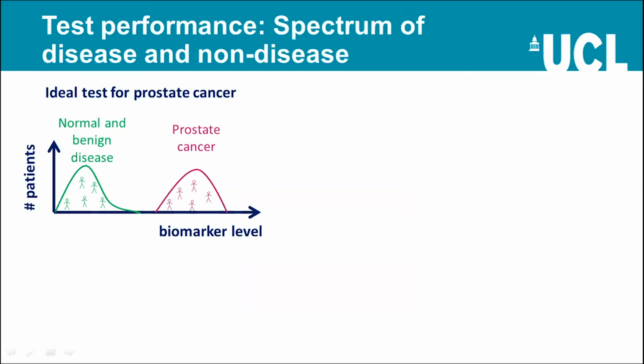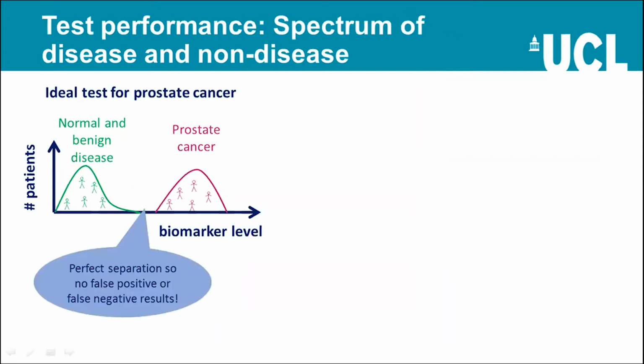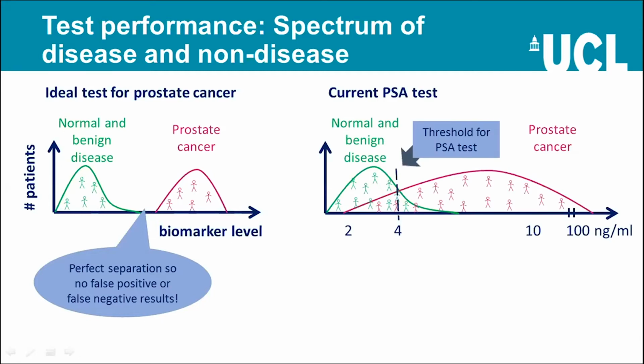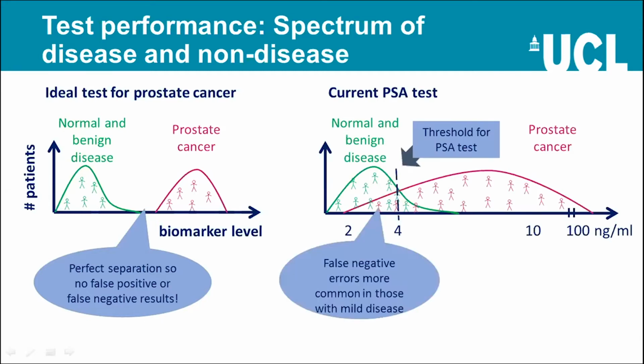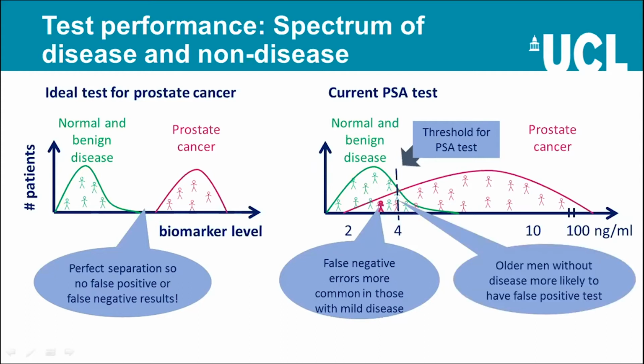Okay, and if we look at an ideal test for prostate cancer, it might look like this. We've got a biomarker, and the people without disease and with prostate cancer have completely different results. They've got perfect separation, and we can put a threshold in there: no false positives, no false negatives. But actually it all looks like this, doesn't it? Some people get a false negative result because these results aren't perfectly separated for the people with and without disease. And some people get false positive results.